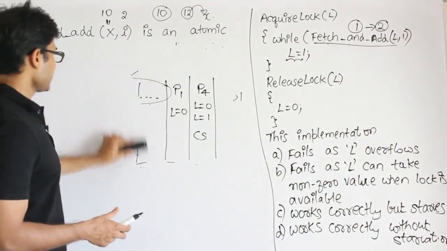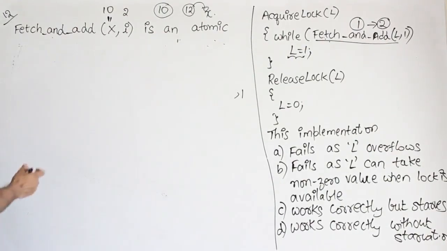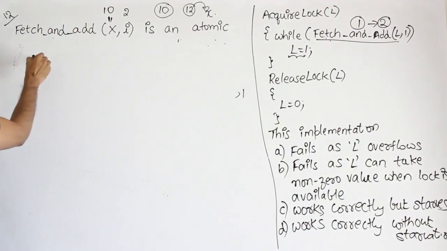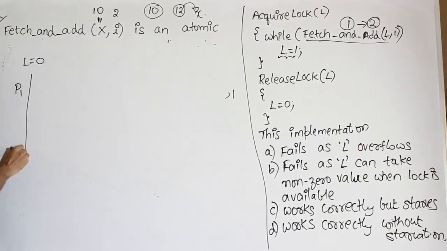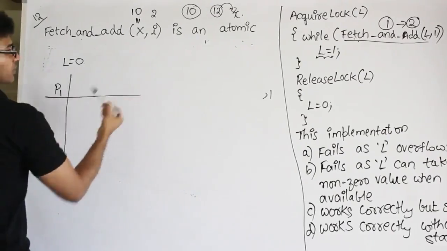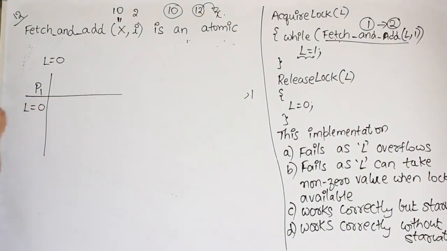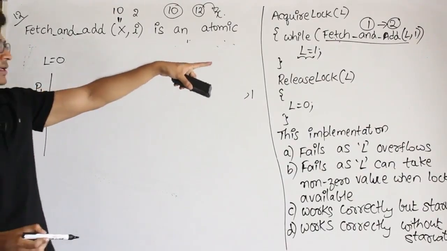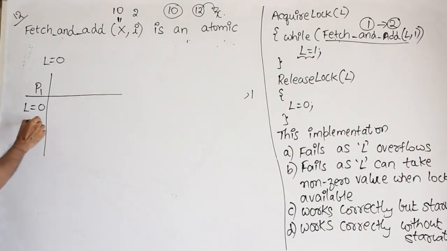Let's analyze this. Very important, try to understand this one. Now assume that the initial value of L is 0. Process P1 entered, and it will read L equal to 0 whenever it fetches. It will fetch L equal to 0 and add, which means it will make L equal to 1, and it will enter into the critical section happily.